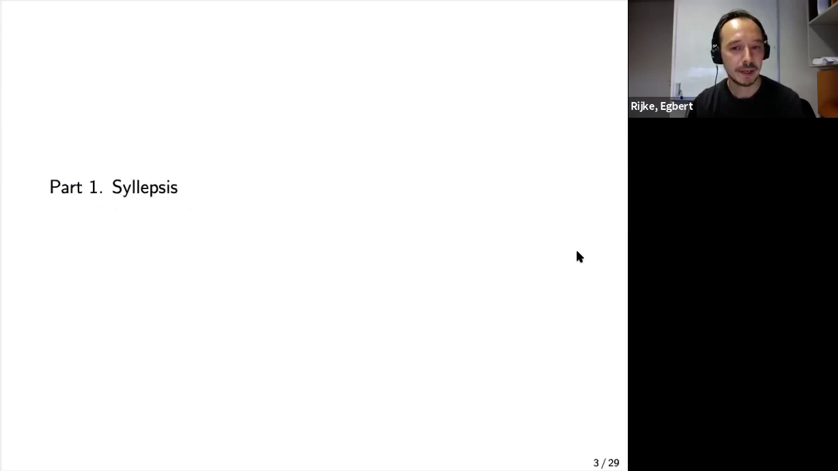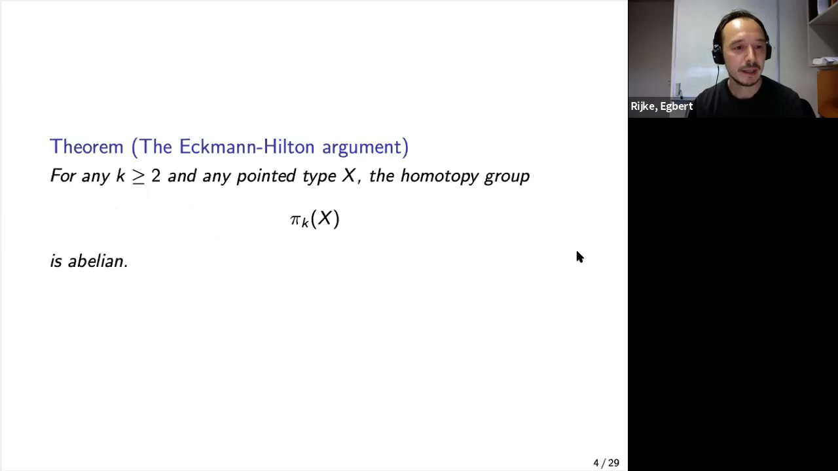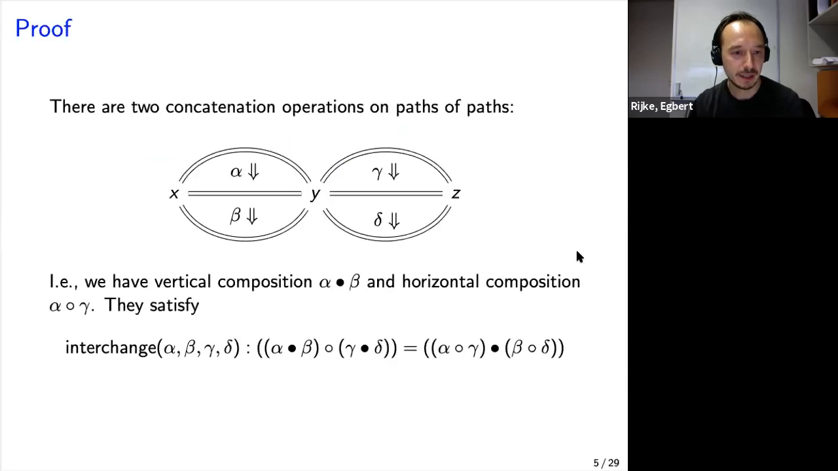So here's part one, the synapsis. I will start with the Eckmann-Hilton argument, which is a theorem that says that if k is at least 2, then the k-th homotopy group of X is abelian. So this was, of course, proven in homotopy type theory using path induction and so on, by Kraus, if I'm correct, a long time ago. You can find this result in the HoTT book, but let's have a look again at the proof, because the synapsis is something about this statement.